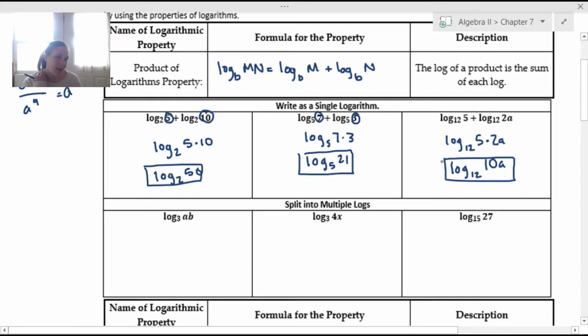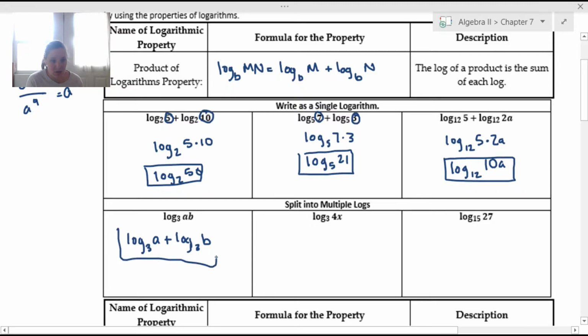All right. Now we're going to do the opposite. We're going to split it into multiple logs. So if we're given a single log and it says split into multiple logs, we're going to make it look like these example problems up here. So log base 3 of a times b. If I want to separate that, I can separate it into log base 3 of a plus log base 3 of b.